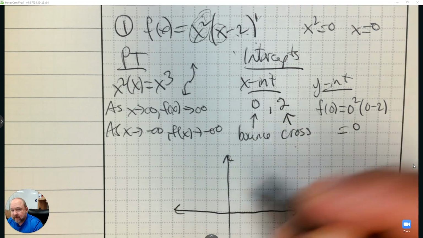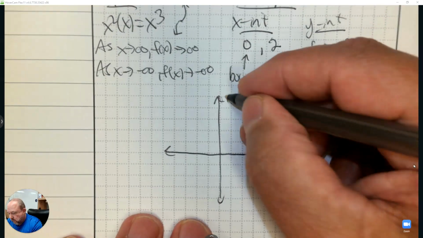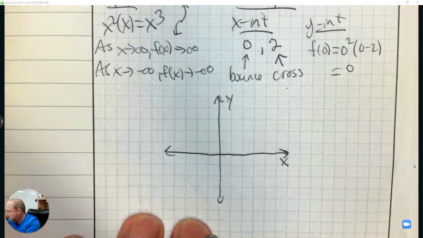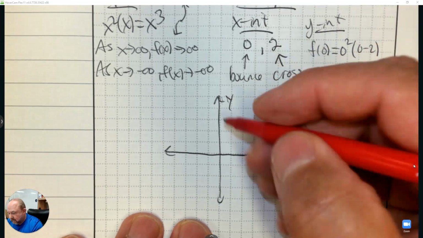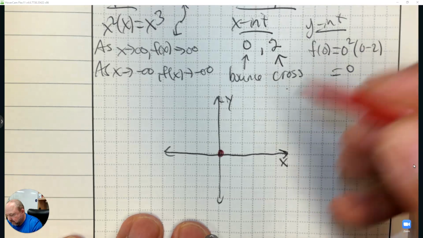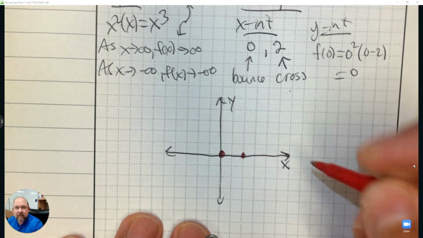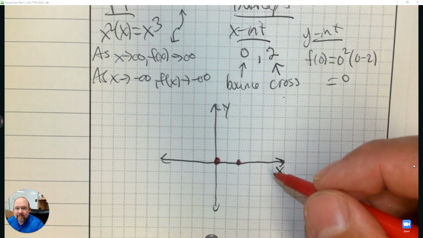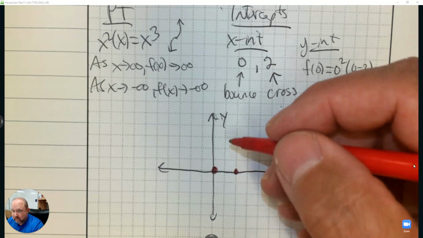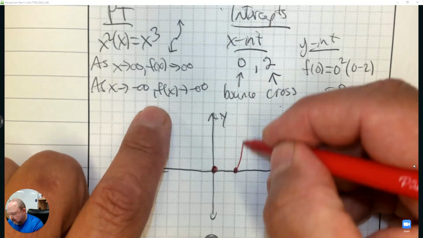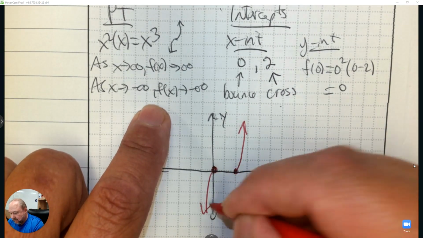You know you can press pause at any time. I'm going to change colors. So I just start with the x-intercepts, 0 and 2. The y-intercept is at 0, it's there already. And then I put down the end behavior. So I know the right end is going up and the left end is going down.